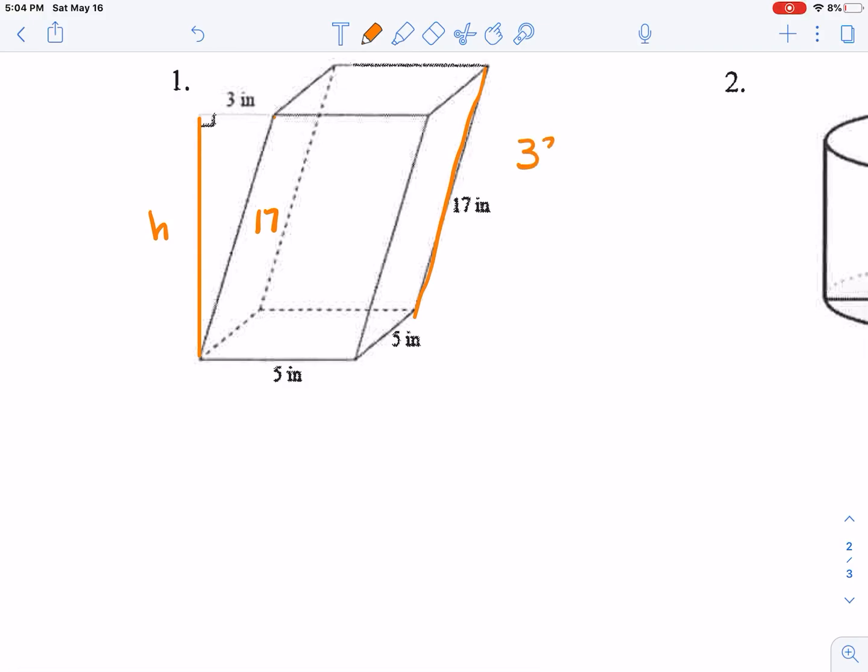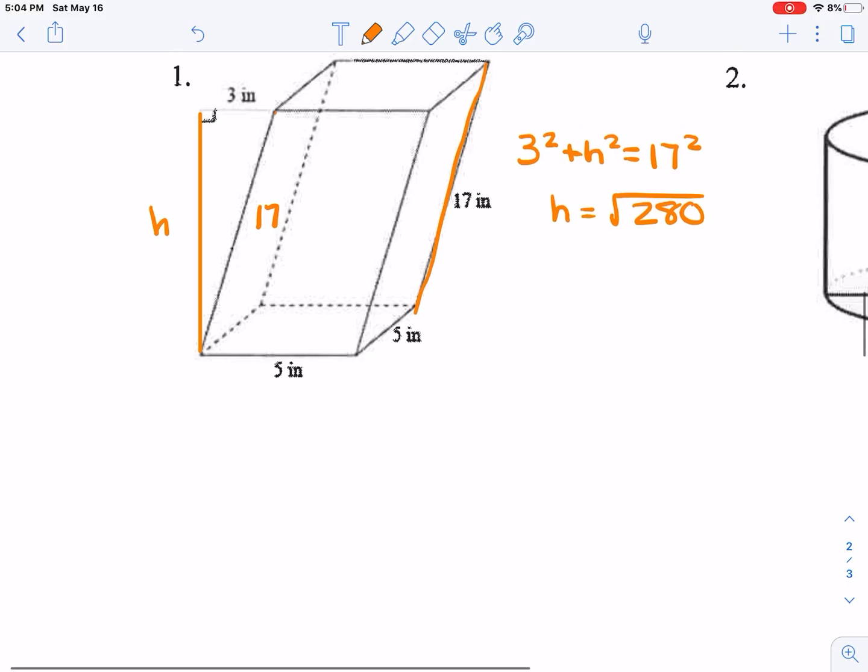So we're going to have 3 squared plus h squared is going to be equal to 17 squared. And if we go ahead and solve for our height that way, we should get the square root of 280. And the reason I'm not going to have a decimal answer for this is because I'm going to use that to find my volume, and I want to be using the exact answer rather than a rounded version.